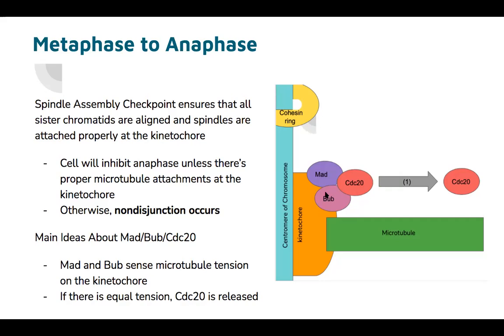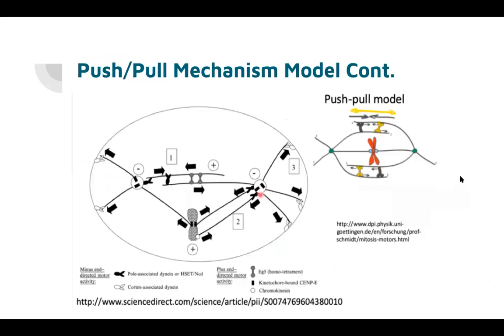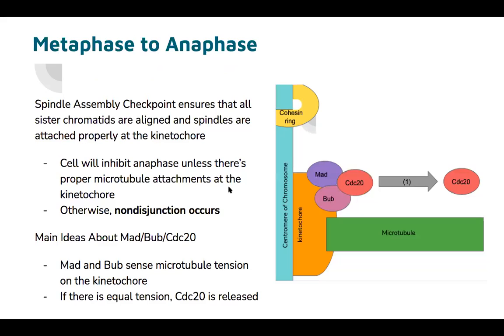So this right here is the process. What is nondisjunction? Nondisjunction is when both of the sister chromatids go to one side of the cell. Let me find something that has a good visual of it. It would be if this kinetochore microtubule wasn't attached and only this one was, so the entire replicated chromosome would go to one side of the cell. The one cell would have double as much DNA, and the other cell over here would not have enough DNA. Does that make sense?